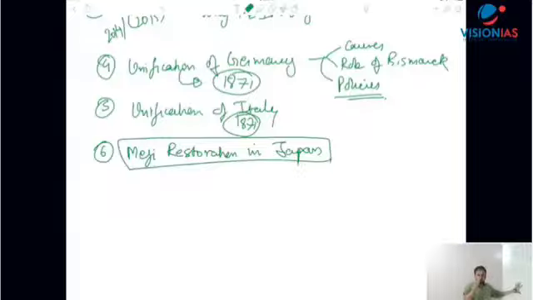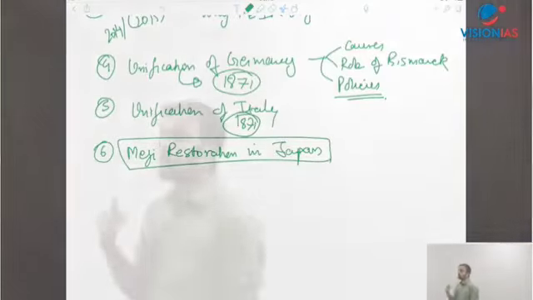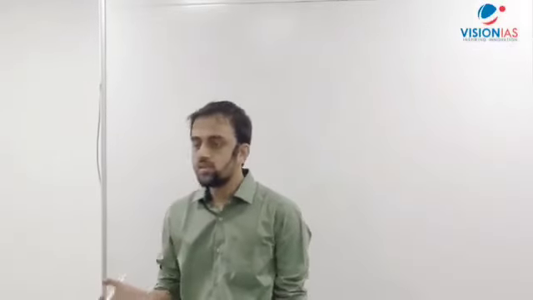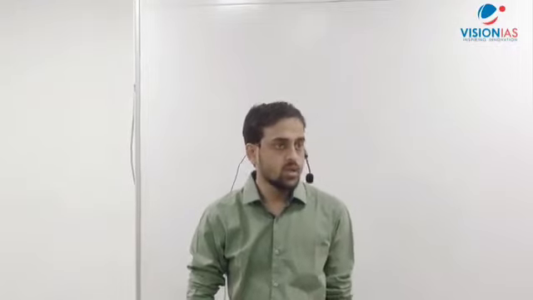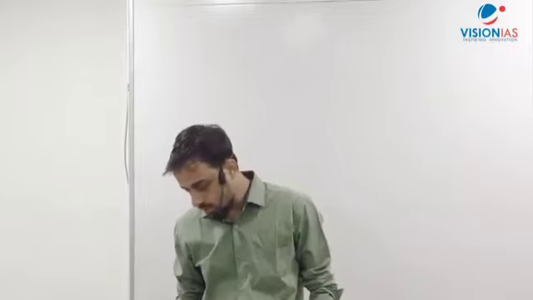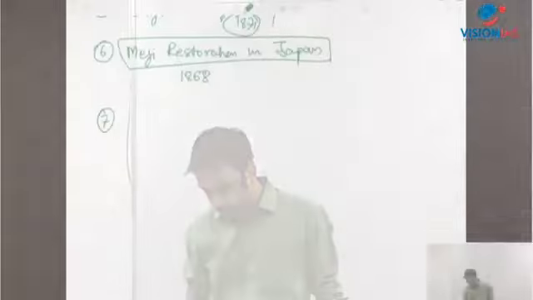Why? Because the Meiji Restoration is the period from 1868 onwards, with which a series of policies were introduced for the industrialization of Japan. And Japan was the first Asian country to undergo an industrial revolution. So that is what the Meiji Restoration is about. So that's something that we'll talk about.